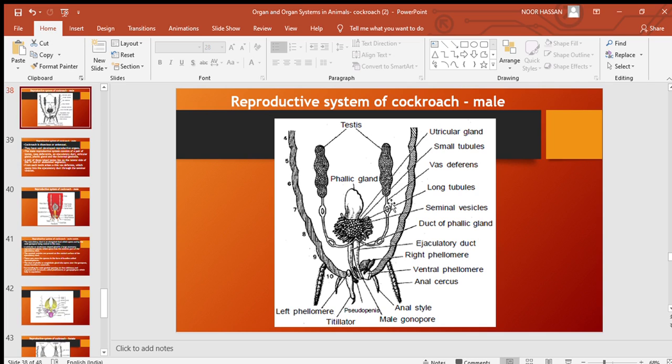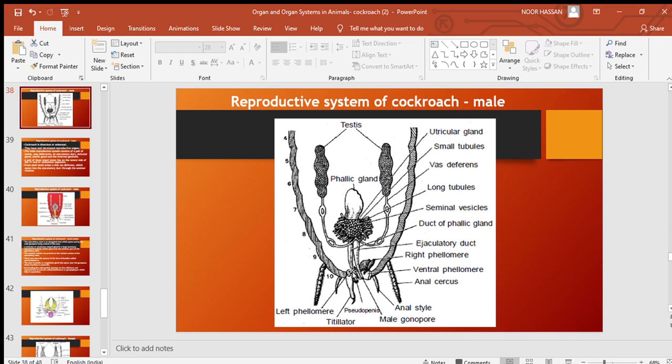Three lobes are present, and from each testis arises a vas deferens, plural vasa deferentia. This vas deferens opens into the ejaculatory duct through the seminal vesicle. Apart from it, we can see other structures also, called the phallic gland, also called conglobate gland. This conglobate gland and the ejaculatory duct both open into the genital pore.